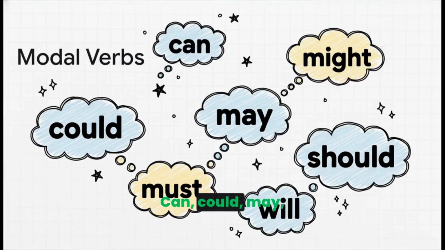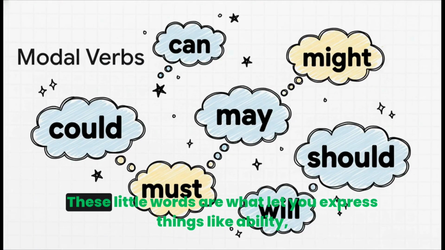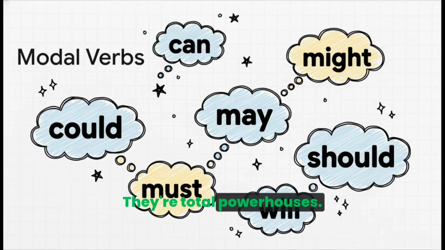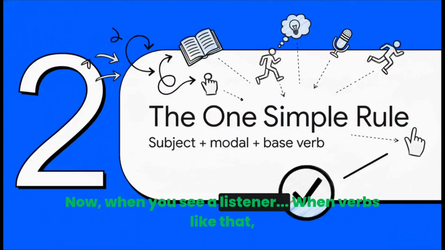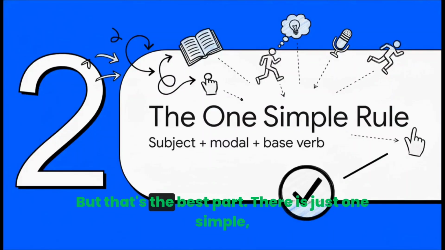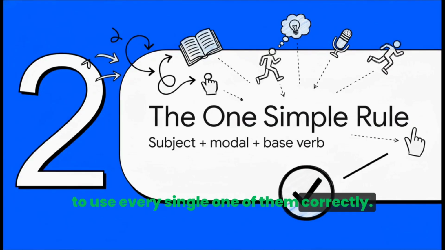Can, could, may, might, must, should, and will. Now, they might look pretty simple, but don't let that fool you. These little words are what let you express things like ability, permission, or even give advice in your sentences. They're total powerhouses. Now, when you see a list of verbs like that, you might be expecting a ton of complicated rules. But that's the best part. There is just one simple, foundational rule you need to know to use every single one of them correctly.